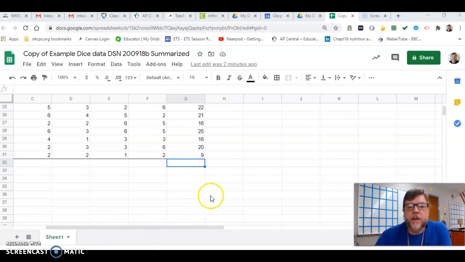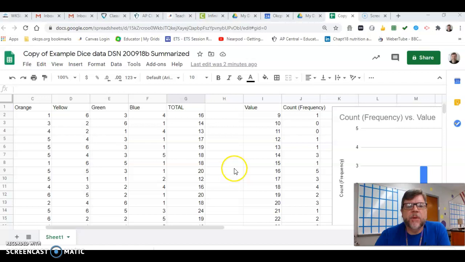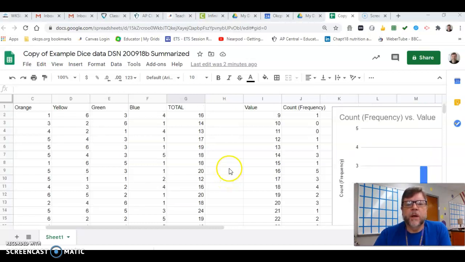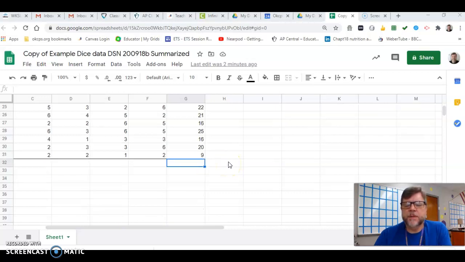Hello. In this video, I'd like to show you how to calculate some simple summary statistics for a set of data. The data that we're working with is a set of 30 rolls of dice. The set of dice contains 5 dice, each of which had 6 sides. And so with this set of dice, the smallest number that's possible is a 5, and the largest number that's possible is a 30.